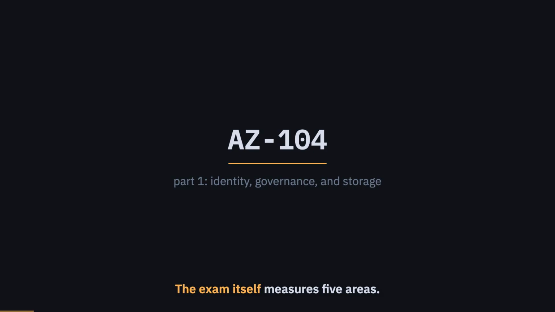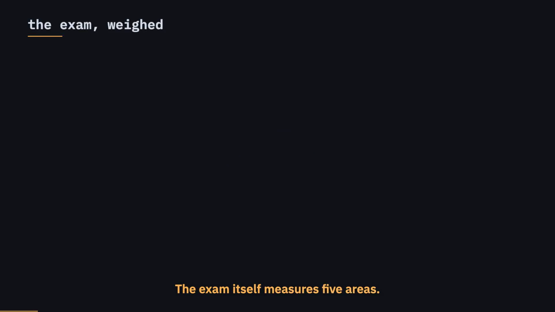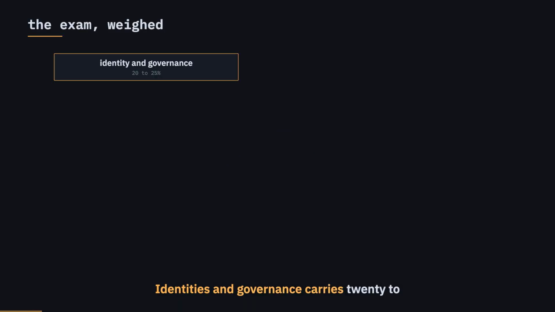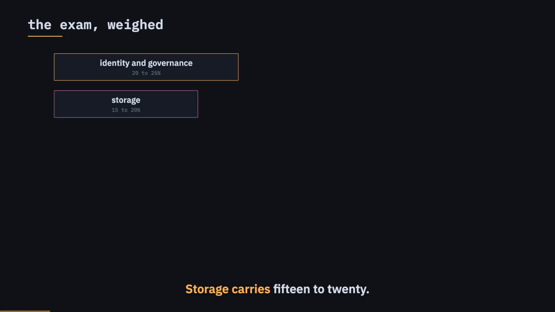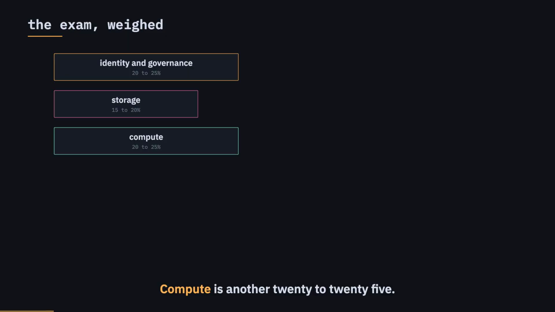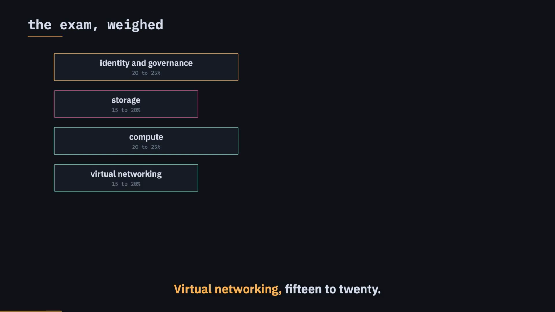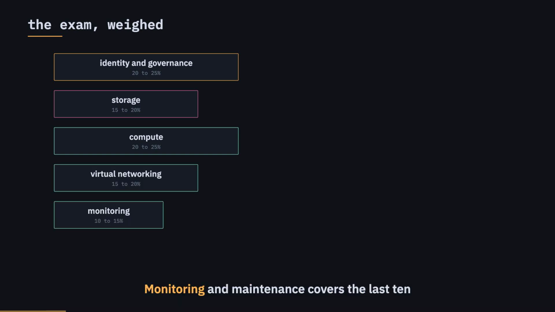The exam itself measures 5 areas. Identities and governance carries 20 to 25% of the marks. Storage carries 15 to 20. Compute is another 20 to 25. Virtual networking, 15 to 20. Monitoring and maintenance covers the last 10 to 15. 700 points out of 1,000 passes.